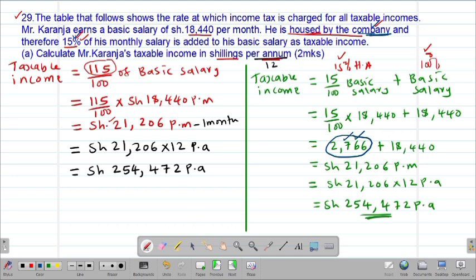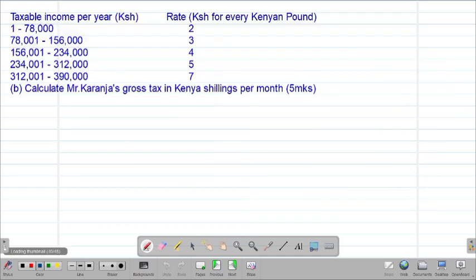Then part B, we are given the table. We are told that taxable income per year. Then of course this is in Kenya shillings.